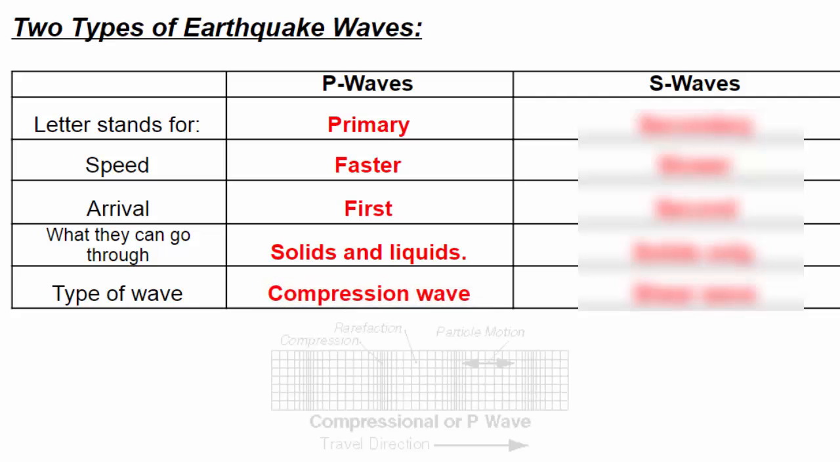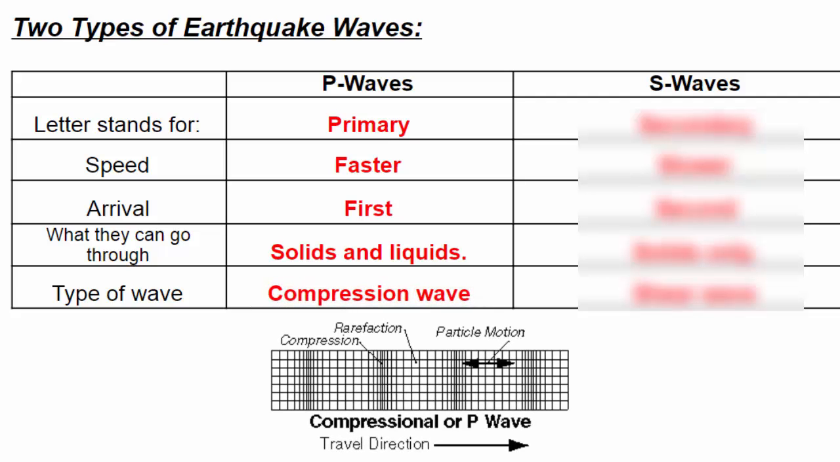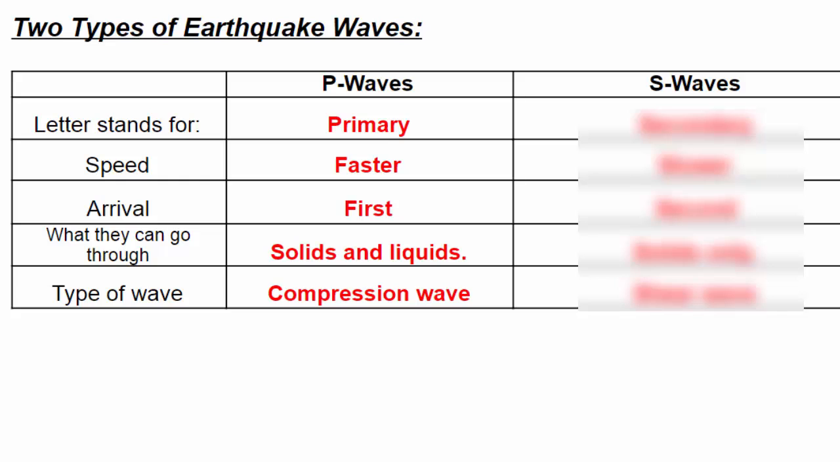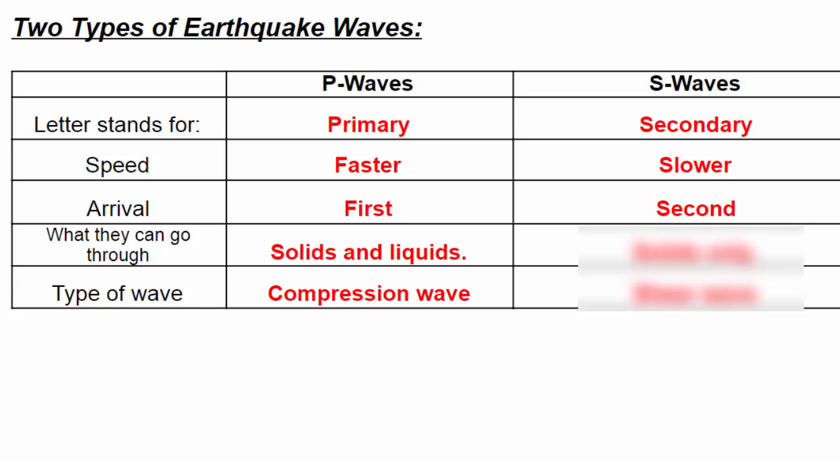And as we just saw, the type of wave is called a compression wave, which means the crust is compressed and then expanded. Let's take a look at S waves now. The S in S wave stands for secondary, which means it's the second one to get there. Duh. The reason it's the second one to get there is because it is slower. So arrival is second.